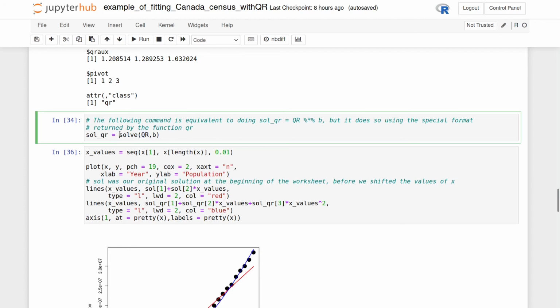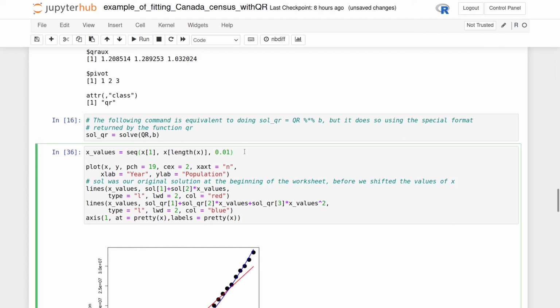So here, when I use QR b, this is not what I should be using. What I should be using is the formula that we obtained. We solved for the QR, so that's R inverse Q transpose times b. But the function does it automatically. Okay, so if I do this, I get a solution.